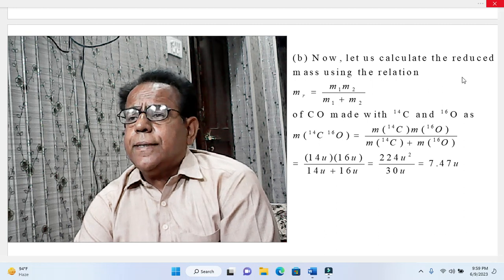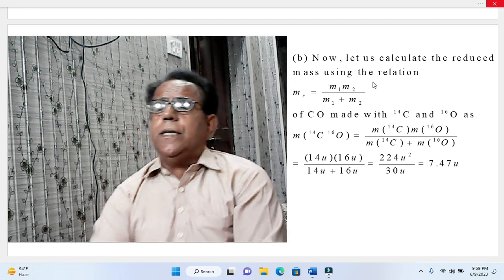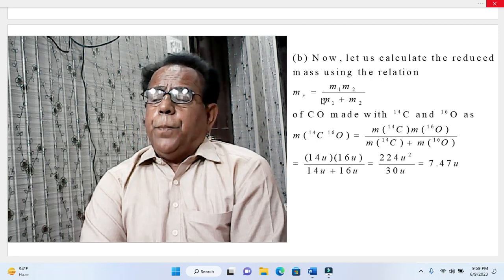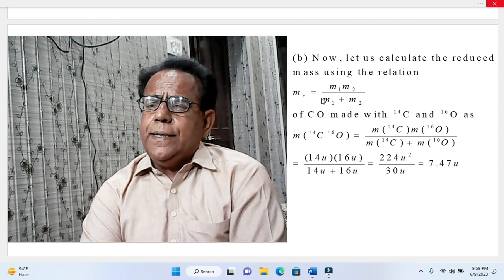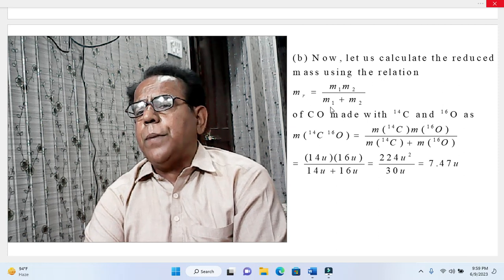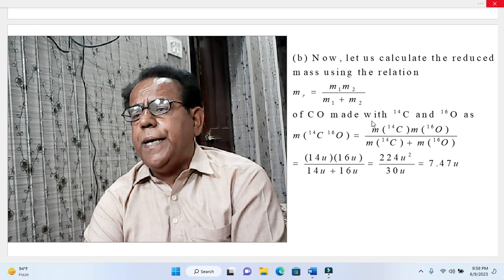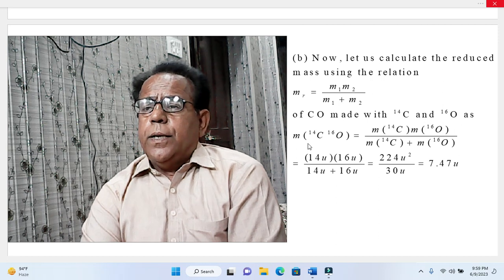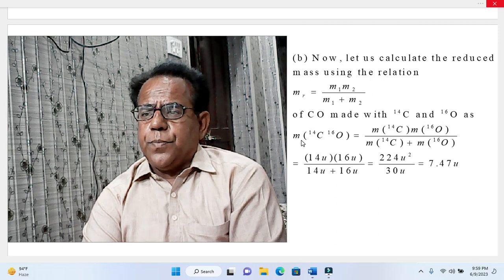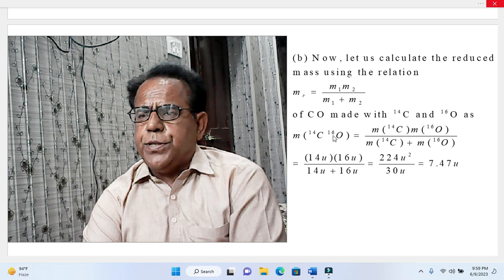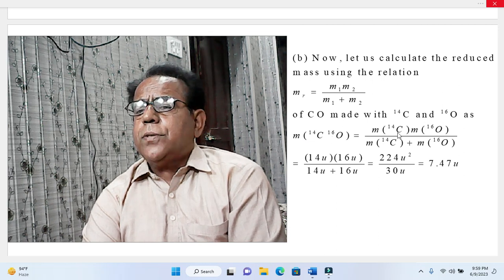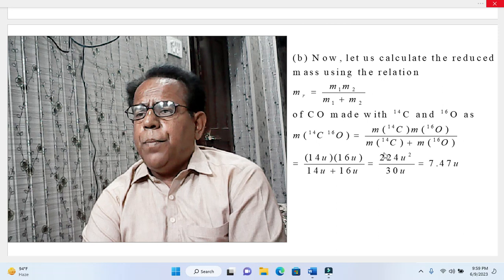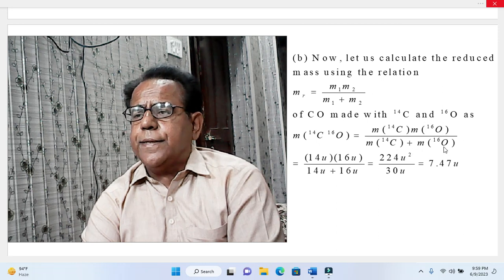Now let us calculate the reduced mass using the relation M_R, where R is written as a subscript of M, equal to product in the numerator and addition in the denominator. M_R equals M1 M2 over M1 plus M2, for carbon monoxide made with carbon 14 and oxygen 16. Reduced mass of carbon 14 and oxygen 16 is equal to mass of carbon 14 into mass of oxygen 16 divided by mass of carbon 14 plus mass of oxygen 16, using this formula.